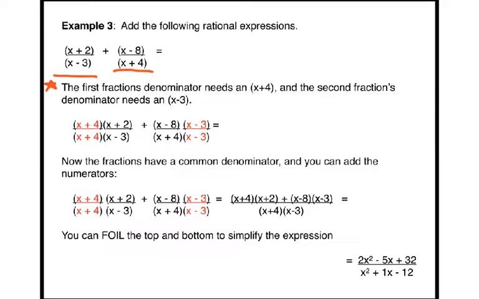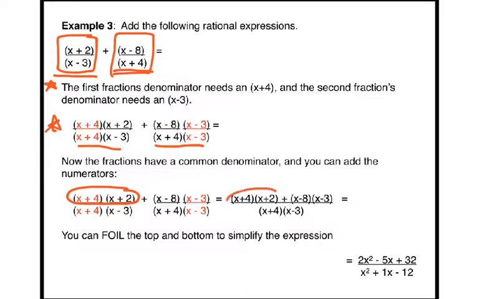So I go ahead and multiply the first fraction, top and bottom, by the x plus 4. That way the denominator has both an x minus 3 and an x plus 4. And in the second fraction, I multiply the top and bottom by x minus 3. That way, this denominator has both an x plus 4 and an x minus 3. Now that they have a common denominator, you can add the numerators, x plus 4 times x plus 2, plus x minus 8 times x minus 3, and you simply keep the common denominator.